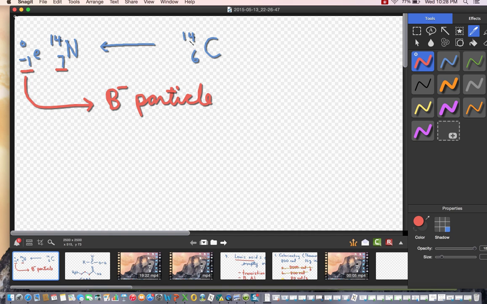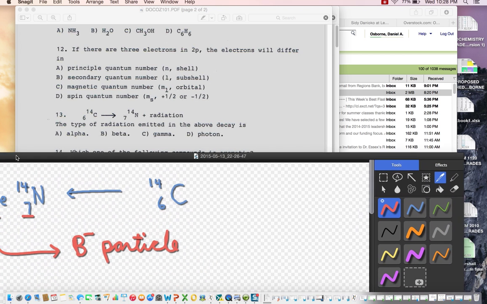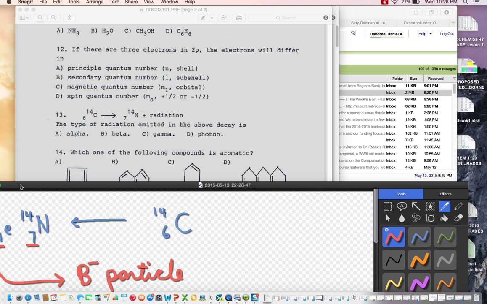That's the sum of the number of protons and the number of neutrons. But the number of protons increases. So in beta decay, you have the same atomic mass, but you have a different number of protons. So that's a transmutation reaction, which means you change the nature of that element from carbon-14 to nitrogen-14. And so the best answer for number 13 is B, beta decay.